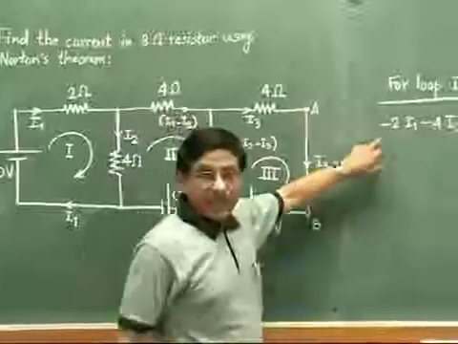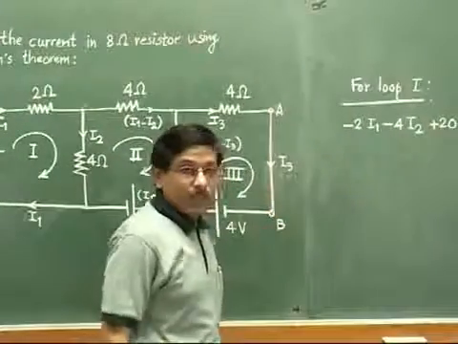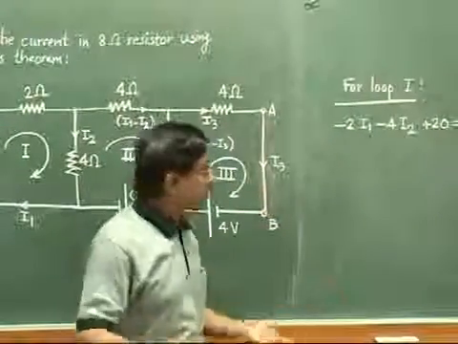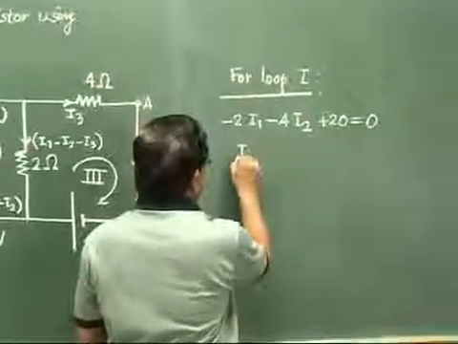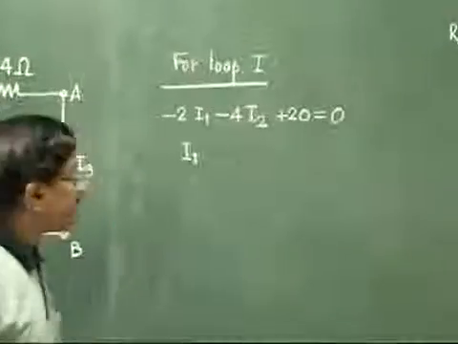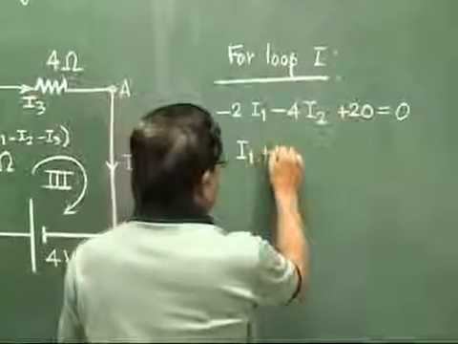Okay, so we have written the loop equation. Let us make it somewhat simpler, and maybe we take the constants to the other side. So it will be just I1. I divide all the terms by minus 2. This will be plus 2I2.